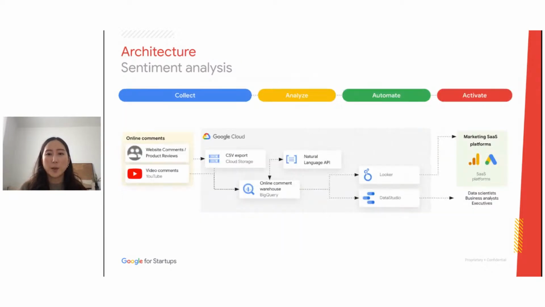So here is an example architecture of what that looks like. You can gather your product reviews, video comments, maybe stuff on your social media, and funnel that to your cloud storage bucket. Then put it into BigQuery so that you can use the natural language API to get the sentiment metric and funnel those results back into BigQuery. From there, you can have your connection to Looker and Looker Studio to show these results and visualize it, and then again, funnel that information to your marketing SaaS platforms and any of the users that want to look at this data.